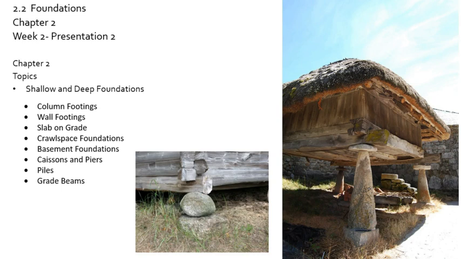It covers chapter 2 of the Allen text. It's our second presentation of the second week. We're going to be looking at shallow and deep foundation types. We'll be looking at foundations that are specific to particular structural components such as columns or walls, different configurations that the foundations take, either slab directly on grade or a crawl space or a basement foundation, and then some deep foundation types, caissons, piers, piles, and grade beams.